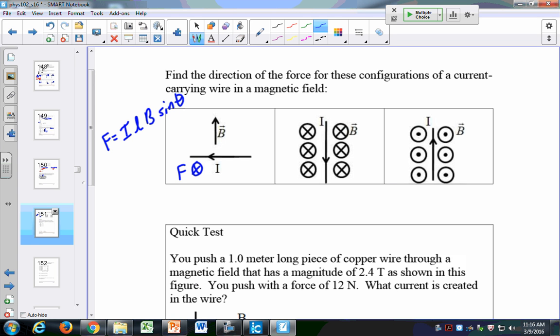And so the force is, what is it, to the left or right? It's to the right? Yeah, right. Sorry, I switch around and I get all my lefts and rights mixed up. That's right. Okay. And then this last one, I is up, B is out of the page, and so my force here will be to the right.